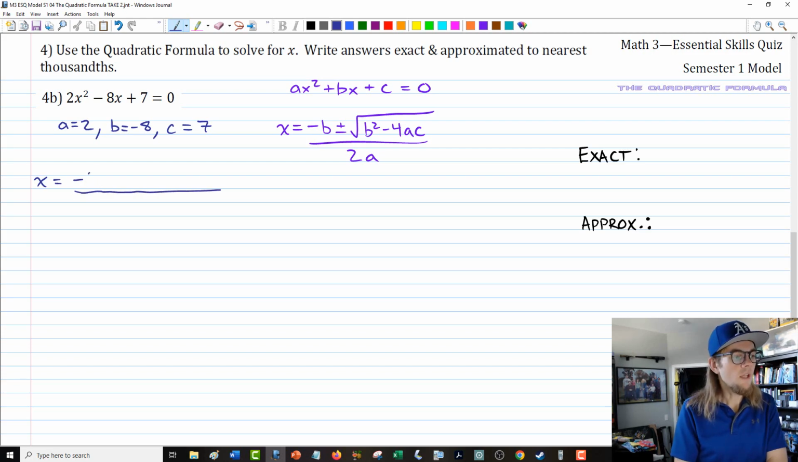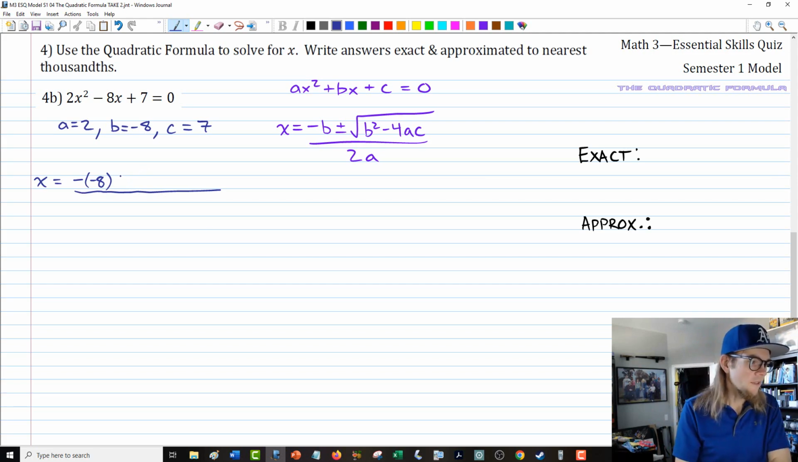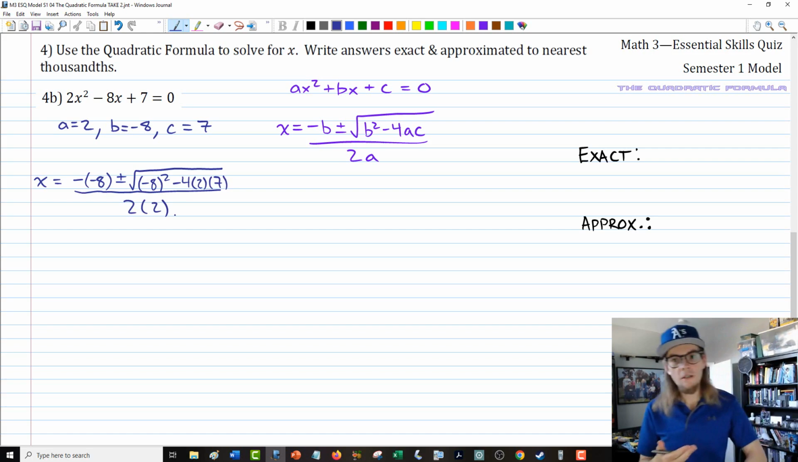So x equals negative b, and that's going to be positive 8. I'm just demonstrating it really carefully here. You can obviously do this in many fewer steps. I'm just being explicit as I go through this. X equals negative b plus or minus the square root of b squared. Notice how carefully I am with the parenthesis. Minus 4ac all over 2a. Ta-da!